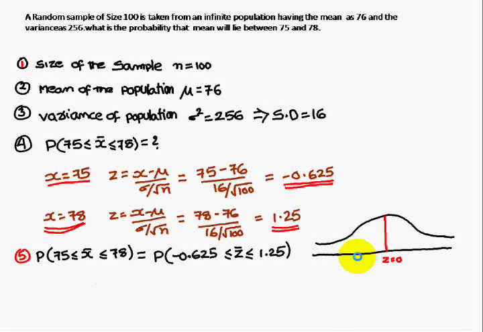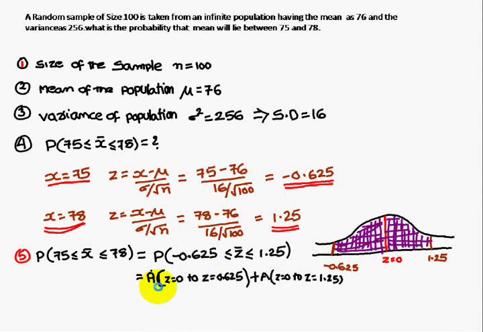Now I am defining these values on a z scale. Minus 0.625 lies to the left of z equal to 0, and 1.25 to the right of z equal to 0. So what is this area? It is this entire area between minus 0.625 and 1.25, that is the area from z equal to 0 to z equal to 0.625, from this line to this line, I am writing with this notation. Next, from this line to this line I am writing in this notation.